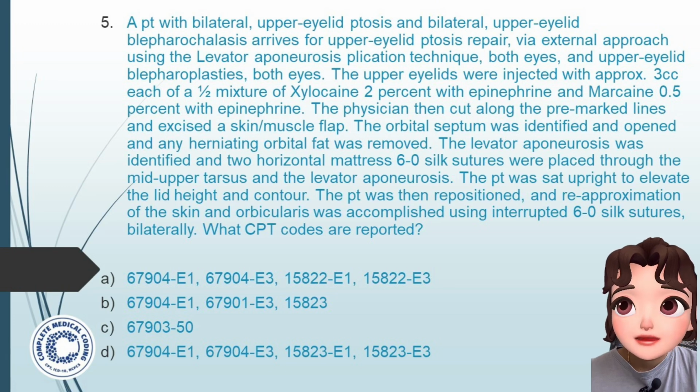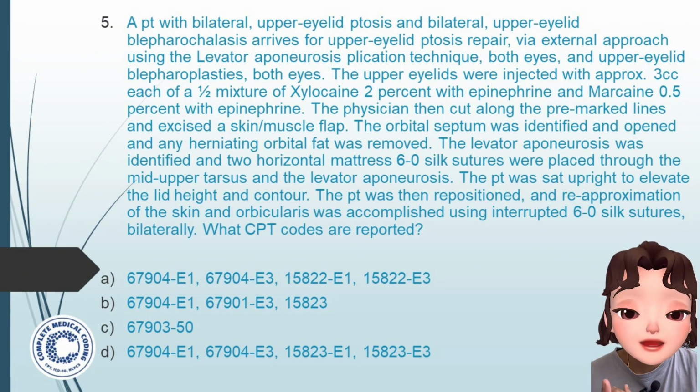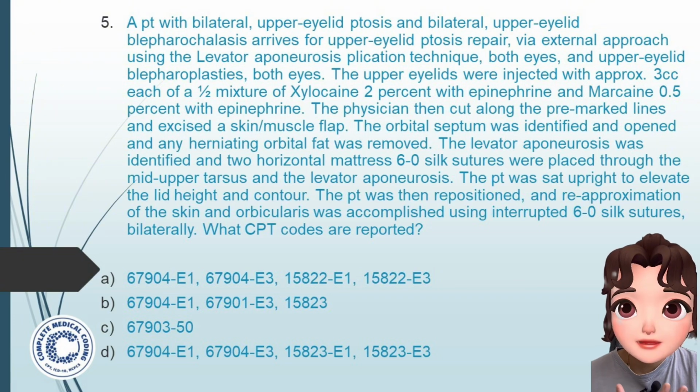Okay. So since it's written bilateral upper eyelid, it means left upper eyelid as well as right upper eyelid, right? So here only upper eyelid procedures have been done. So it means modifiers will be E1 and E3. E1 represents right upper eyelid and E3 represents left upper eyelid.